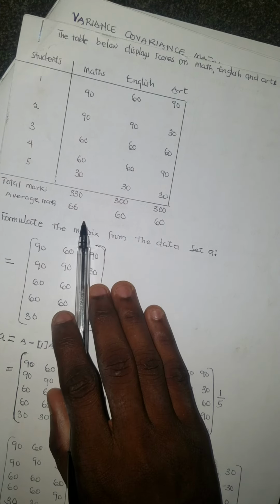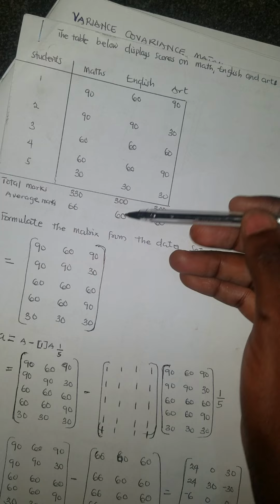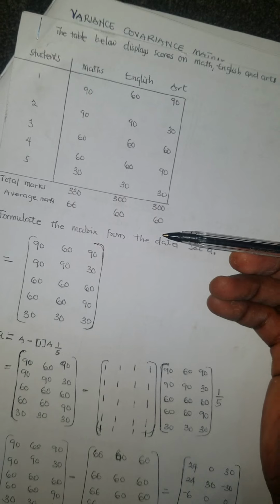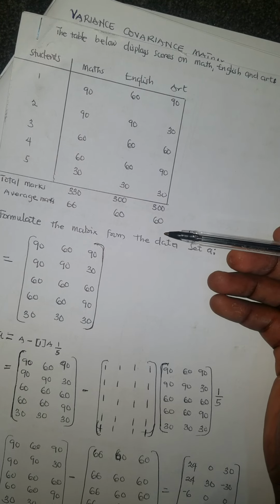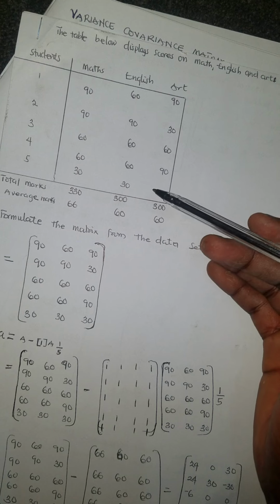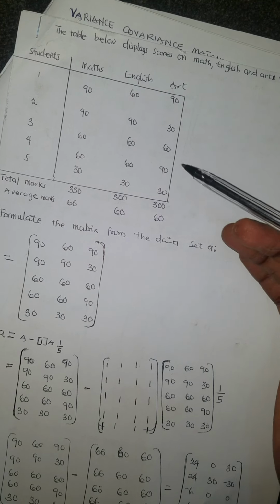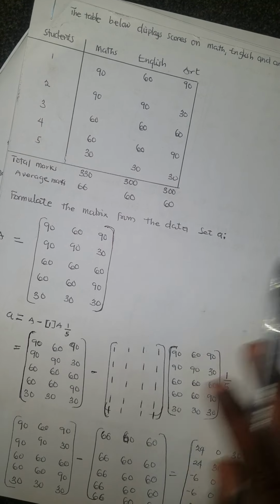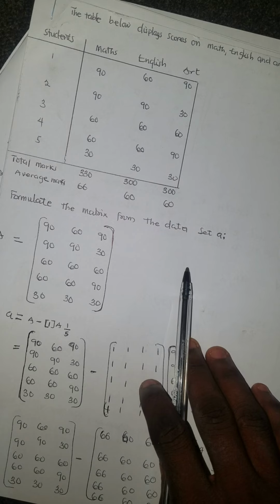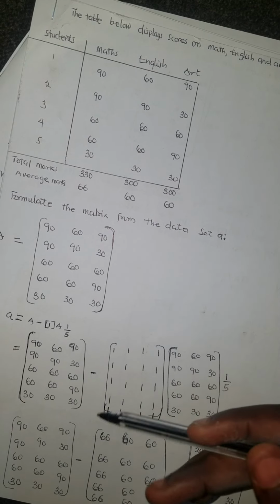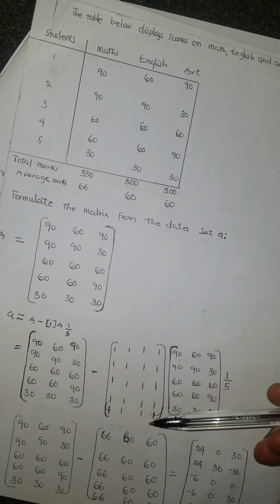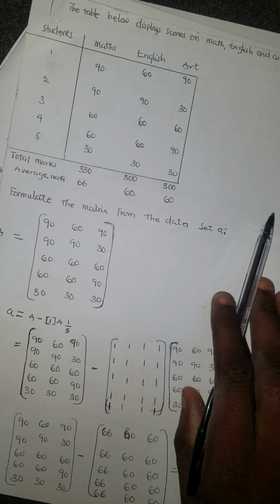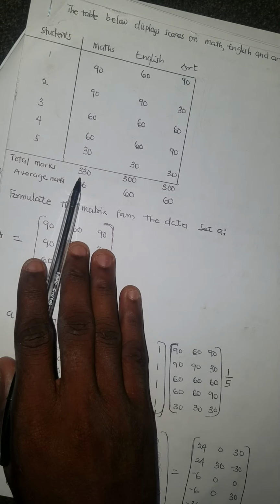There are a lot of software packages that can be used to find variance covariance matrices, especially Microsoft Excel. But for now, you can be asked in the exams to find this, and that is why we are doing this. So this is a data set. How do you convert the data set into a variance covariance matrix? What you need to do is, I first find the total.